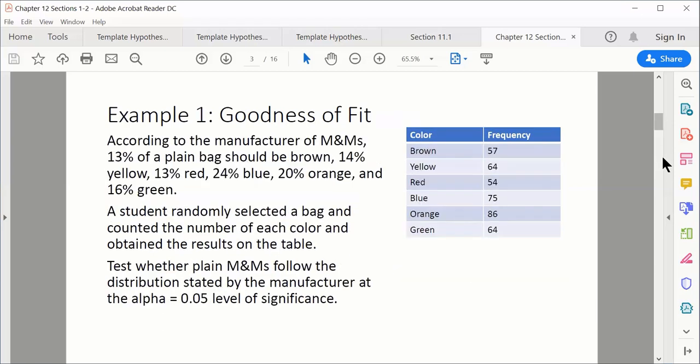Oops, sorry. And the alternative would be no, they don't match up. They're not the same. They're significantly different. We don't know how they're different, just that they're significantly different.